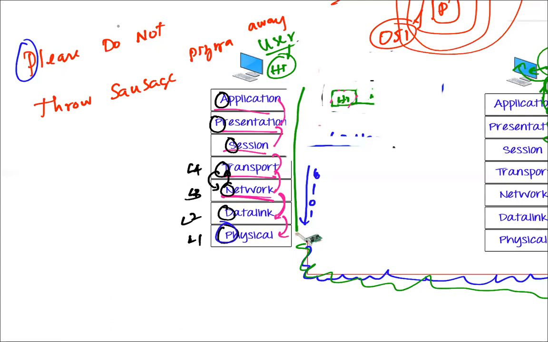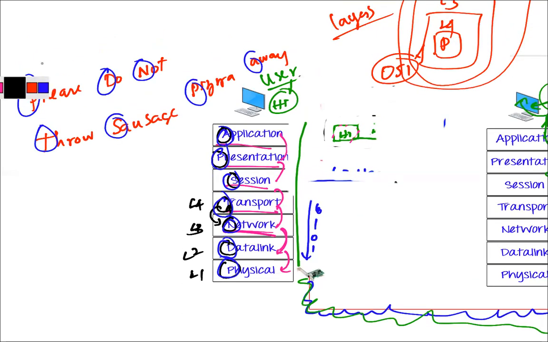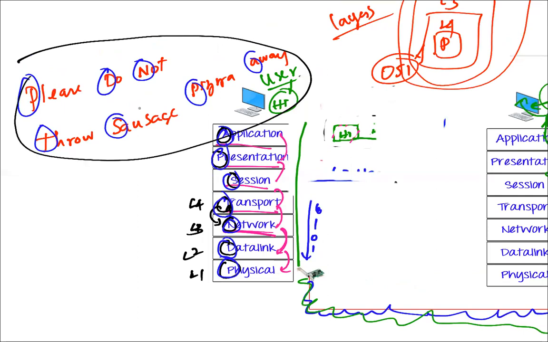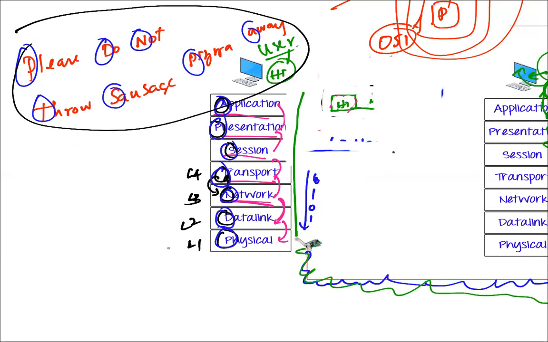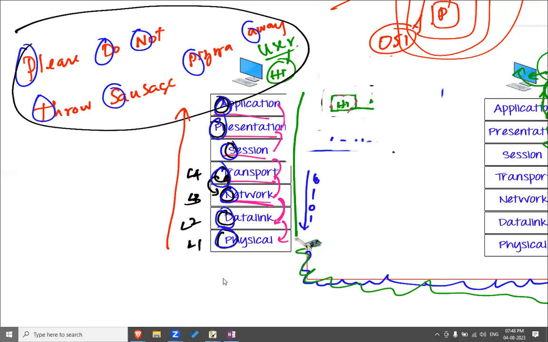P. Okay. D, D, N, N, T, T, S, S, P, P, A, A. So when you take this advice from me, please do not throw sausage pizza away. It says that you are just writing the OSI model in the right order. From top to bottom. Sorry, from bottom to top. Okay, got the point?